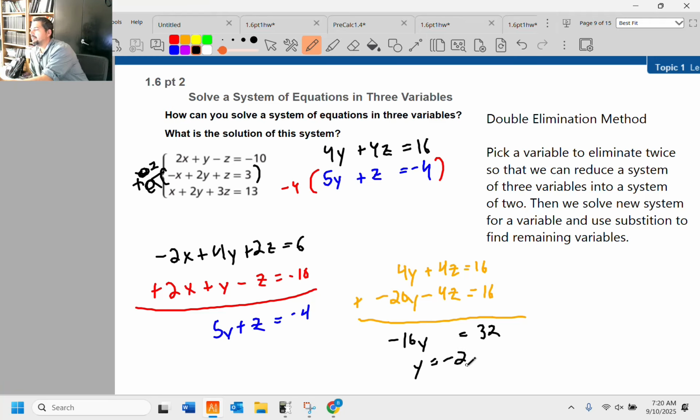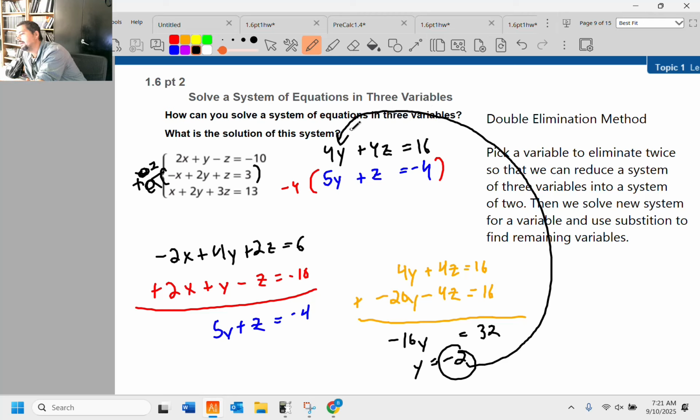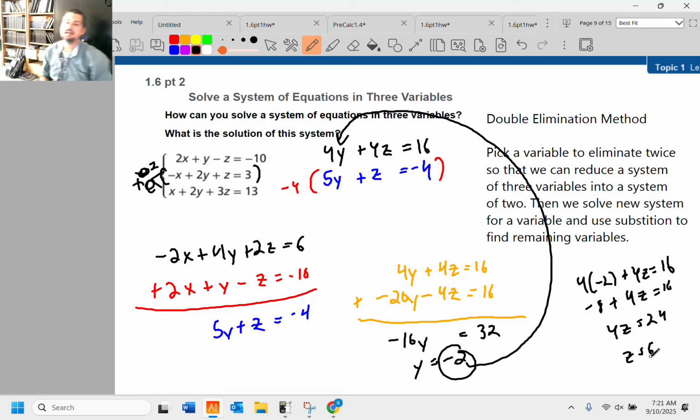So we're right here. We solve the new system for a variable and use substitution to find the remaining variables. So I have y. I can go back and I can just plug it in right here and I can get z. 4 times a negative 2 plus 4 z's is a 16. This is negative 8. Negative 8 plus 4 z's is a 16. I add 8 to both sides, I get 24. I divide by 4 and I get 6.